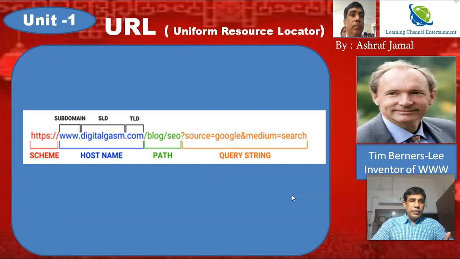So if the URL is here, HTTPS is a scheme, and www.digitalgsm.com. So .com is a TLD, that is top level domain, and digital GSM is SLD, means second level domain, and the complete is called the host name. Then after slash, then name, then slash, so it is path. Path is separated by slash sign. Then question mark, source equals to Google, ampersand medium equals to search. This whole string is query string.